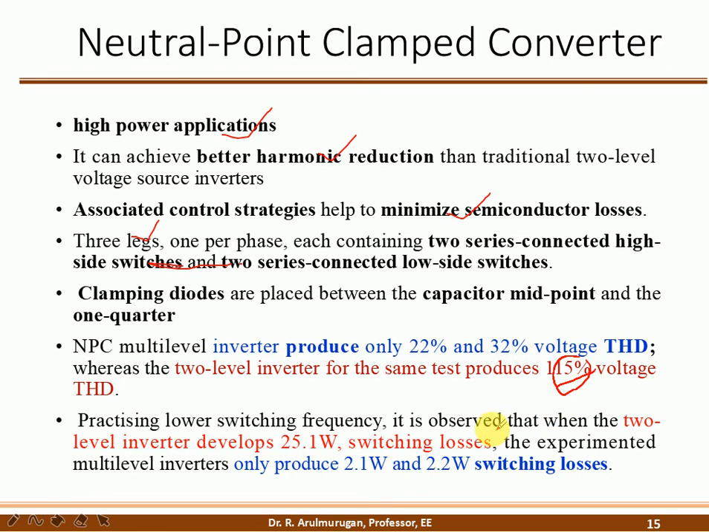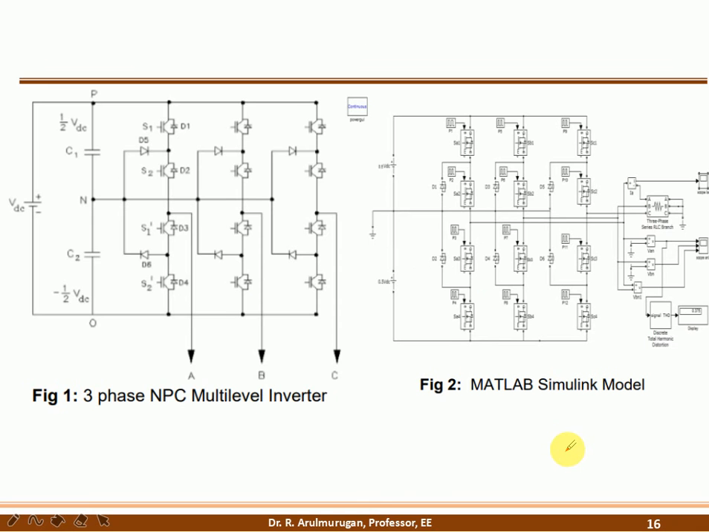Similarly, what about the losses? For the 2-level inverter, switching losses are 25.51 percent. If I use the diode clamped, another name for neutral point clamped, the switching losses are only at 2.1 and 2.2 level. So that is about the neutral point clamped, or diode clamped, method. This is the MATLAB Simulink model.